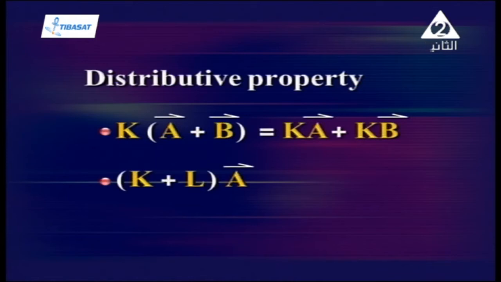Also, k plus l multiplied by a vector. What is the meaning of k plus l? k plus l belongs to the real numbers. Multiplied by the vector, it equals k a vector plus l a vector. We distribute k and l among a vector.